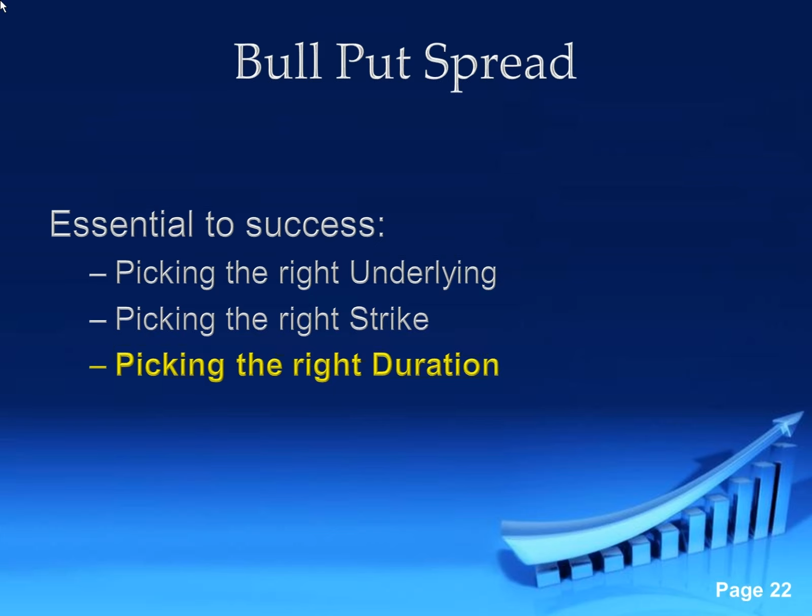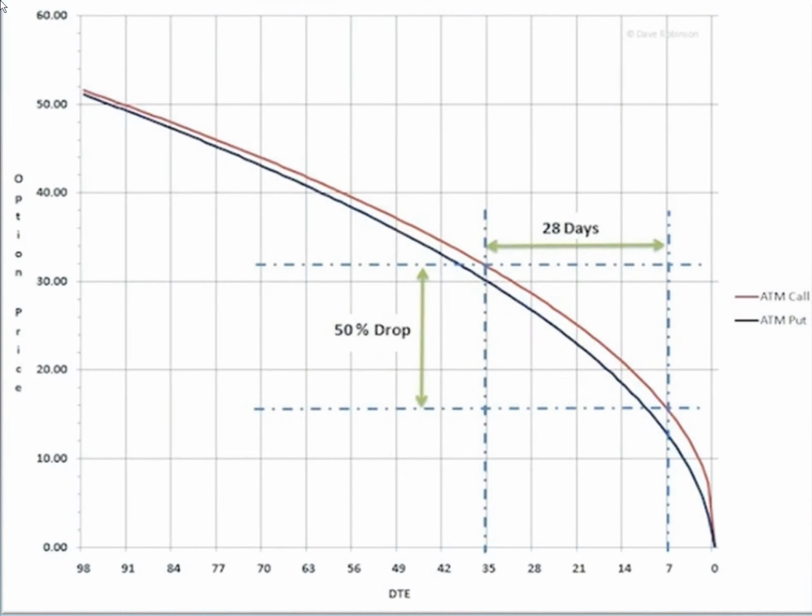So picking the right duration. I kind of mentioned this a little bit with theta decay. We want to take advantage of theta decay. And this is a representation of the at the monies, right there at the monies. We're going to be slightly out of the money. We're going to be looking at the 36 delta. Don't forget that for that short put. Our short put is going to be about the 36 delta.